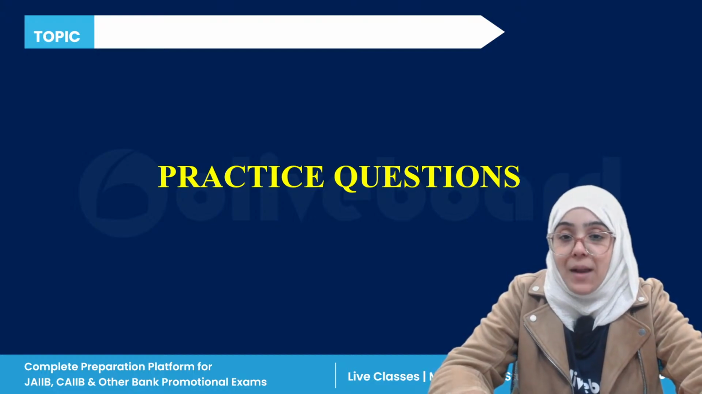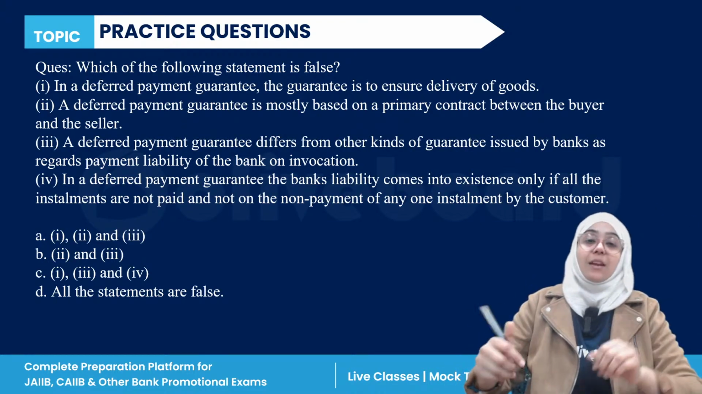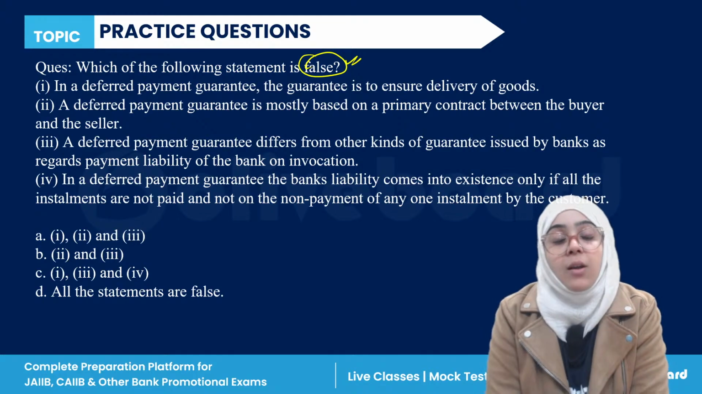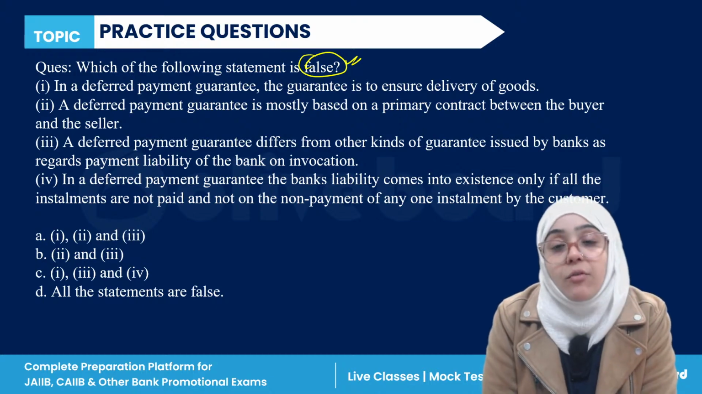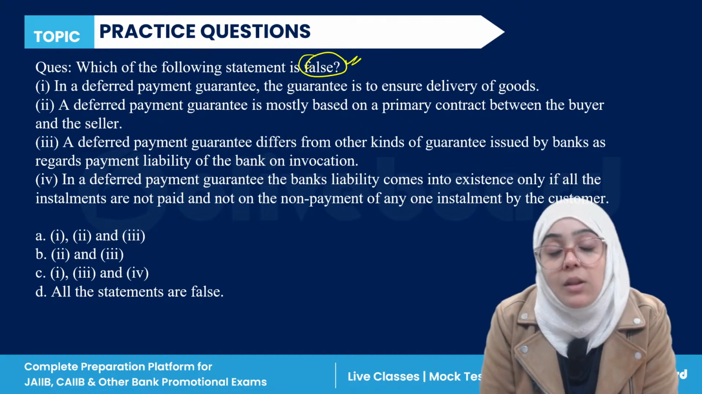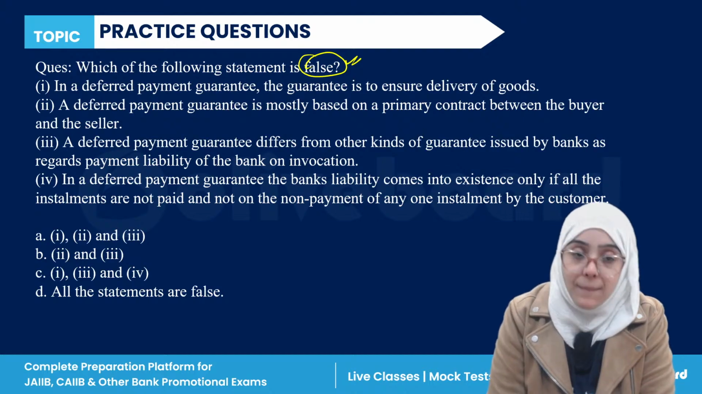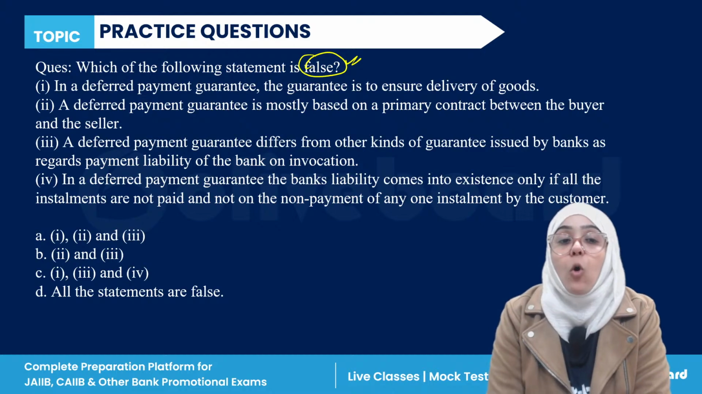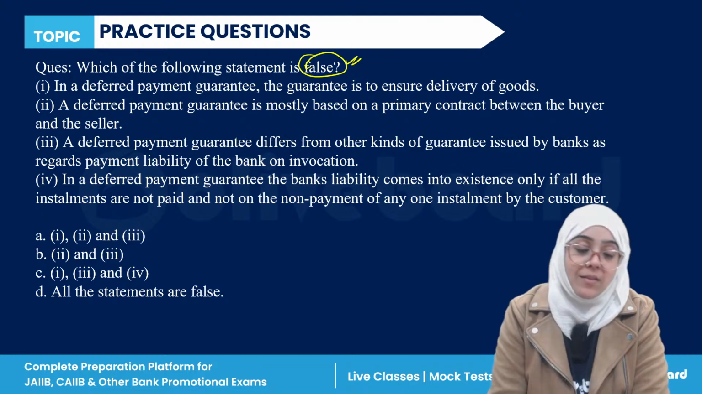Now let's talk about some of the practice questions associated with this deferred payment guarantee. So you have to answer which of the following statements is false here. First of all, in a deferred payment guarantee, the guarantee is to ensure the delivery of goods. Second, in a deferred payment guarantee, it is mostly based on the primary contract between the buyer and seller. Third, a deferred payment guarantee differs from other kinds of guarantee issued by the bank. Fourth, in a deferred payment guarantee, the bank's liability comes into existence only if all the installments are not paid and not on the non-payment of any installment by the customer.